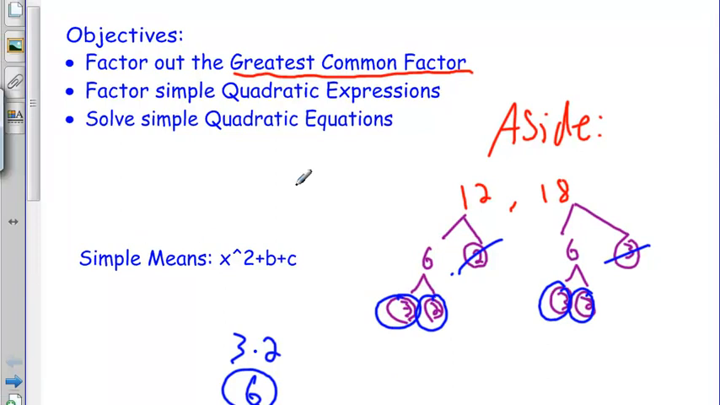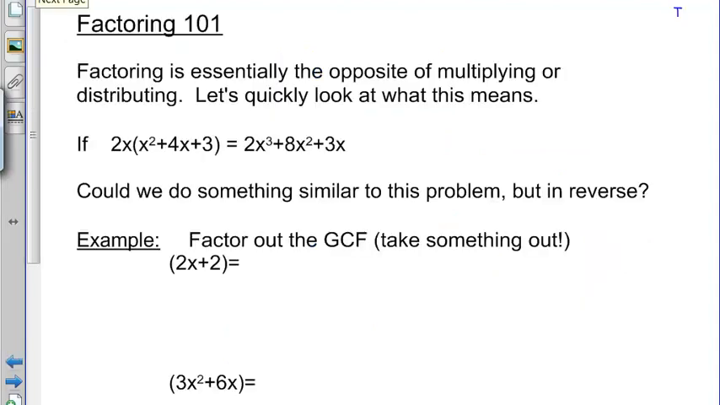So this is kind of a note to me for the most part, but we're going to be taking out the greatest common factor. That's our big thing today. And I don't think we're going to do too much more than that. We might do a little bit of the basics. But, okay, I'm talking too much. We got to get some work done. All right, so factoring 101.